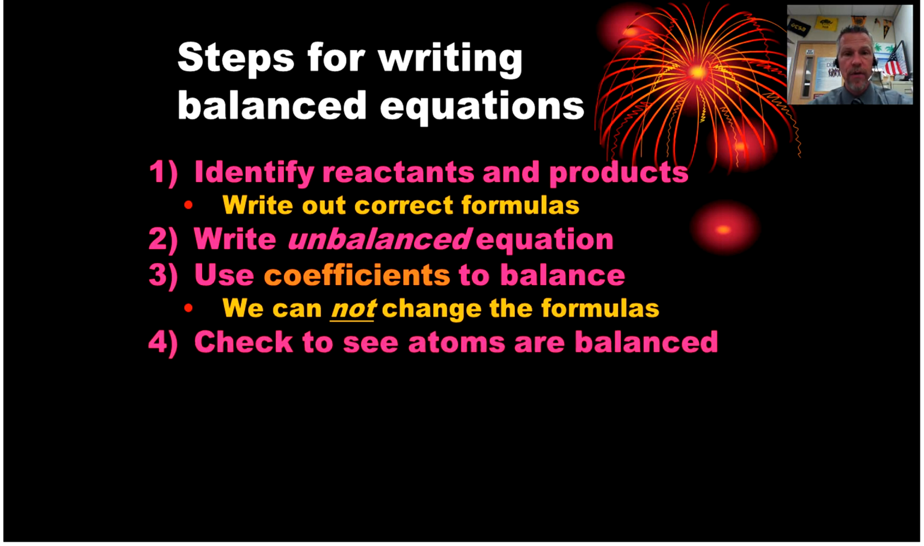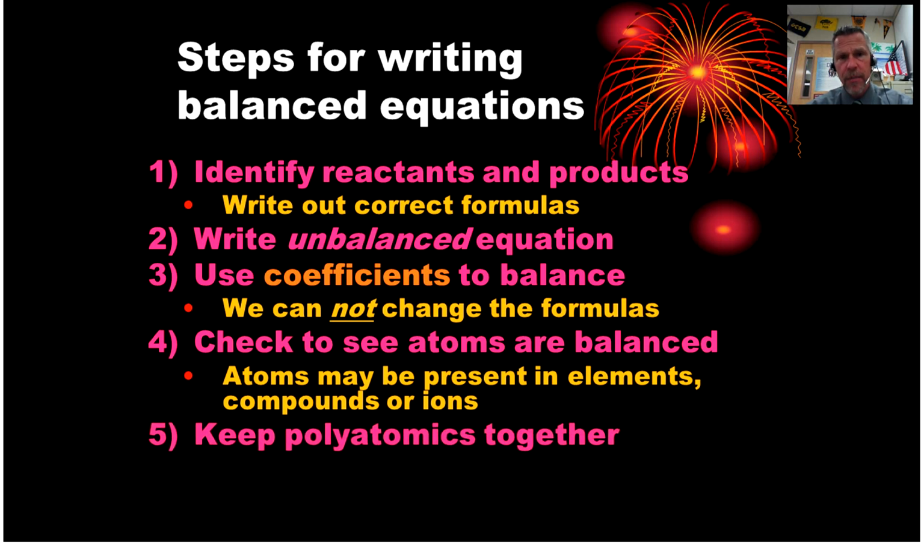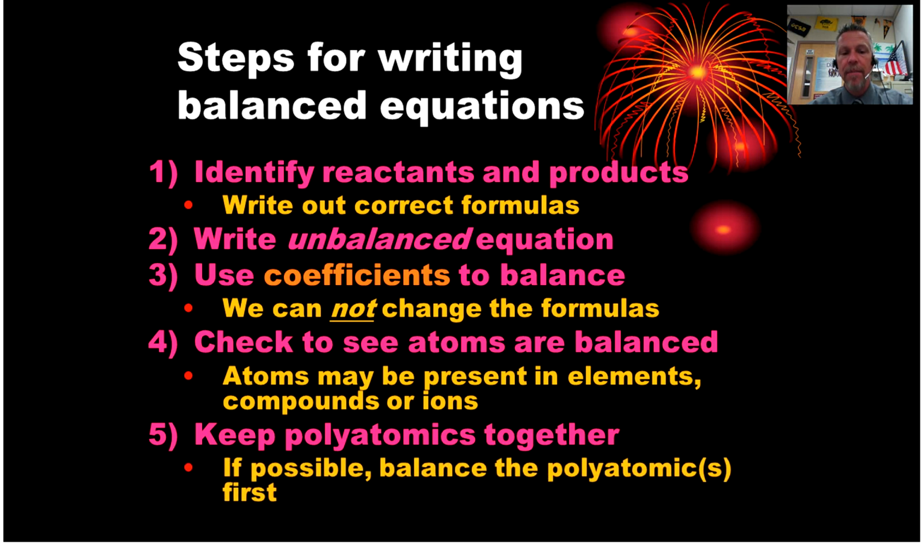And then once you put coefficients in front, you count atoms to see whether they are balanced or not. Now you need to look for atoms in elements, in compounds, and in ions. Sometimes you'll see polyatomic ions. And here's a tip. If you see polyatomics, like the example that I was just tossing off, calcium carbonate, CaCO3, the CO3 carbonate is a polyatomic ion. Keep the polyatomics together. You don't get to take them apart. And you can balance them as a unit. So you can look at the left side of the equation and say, look, the left side has 1 carbonate on it, but the right side has 2. I'm going to balance the carbonates by putting a 2 coefficient in front of my carbonate on the left.